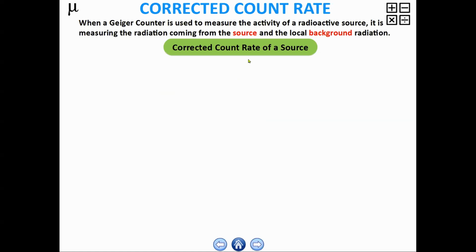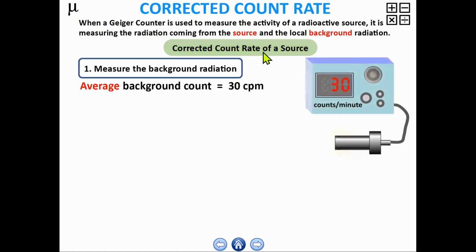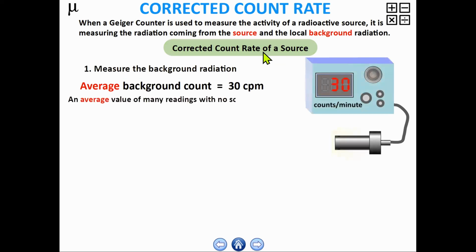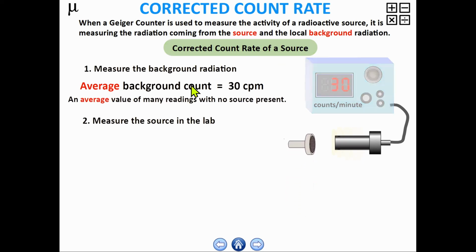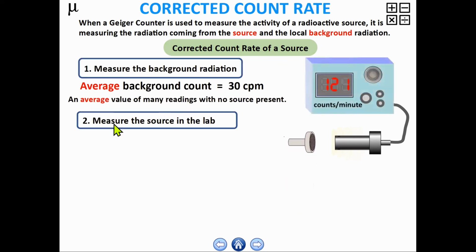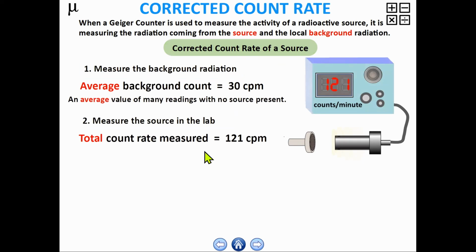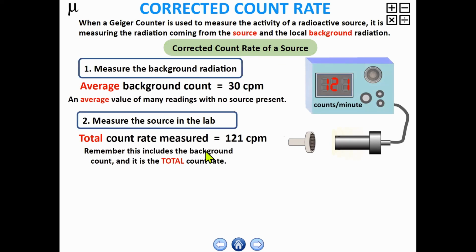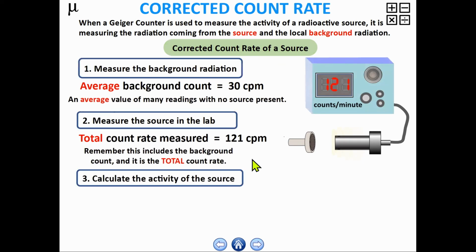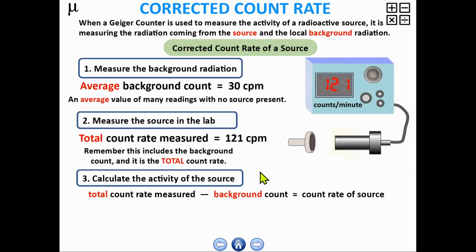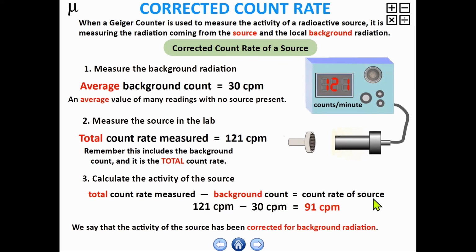So here's how we calculate it, and this is a several stage thing that we need to know. Measure the background radiation, and then we look at the average background count. Measure the source in the lab, so you calculate the mean, calculate the activity of the source, and then subtract the background count, which equals the count rate of the source.